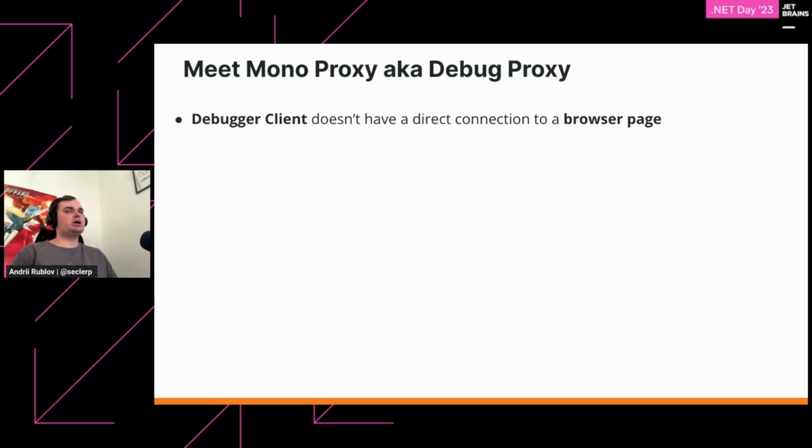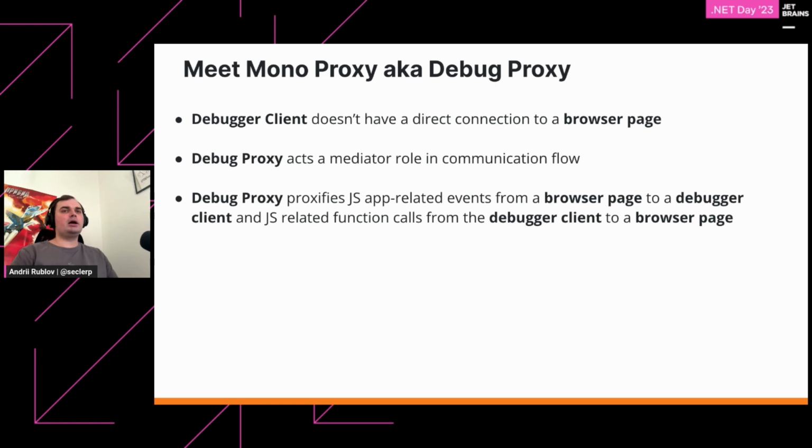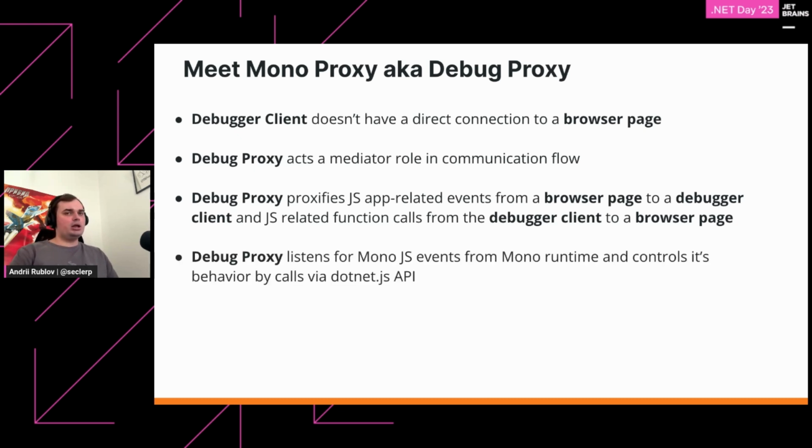So let's summarize. The client does not work with the browser directly. Debug proxy acts as a kind of communication bus between the browser, the debugger client, and the runtime. If we talk about interaction with the browser, we primarily mean the transfer of calls and events to and from the browser page, if they are not related to the .NET world. For example, information that the page has downloaded something or navigated to some URL and so on. The same applies to the calls and events from the .NET world, which do not need to be given to the browser.